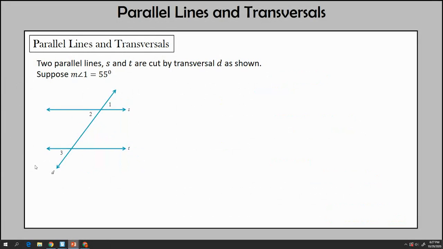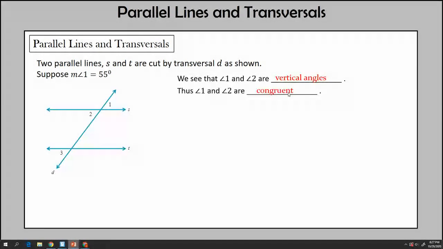Let's go through another one here. Two lines, S and T, are cut by a transversal D. So here's S, here's T, here's transversal D. Angle 1 is 55 degrees. Okay, so we'll just go through the same process. So 1 and 2 are what to each other? Well, 1 and 2 are vertical, and therefore 1 and 2 are congruent or equal. So the measure of angle 2's got to be the same as 1. So 1's 55, so 2's 55.